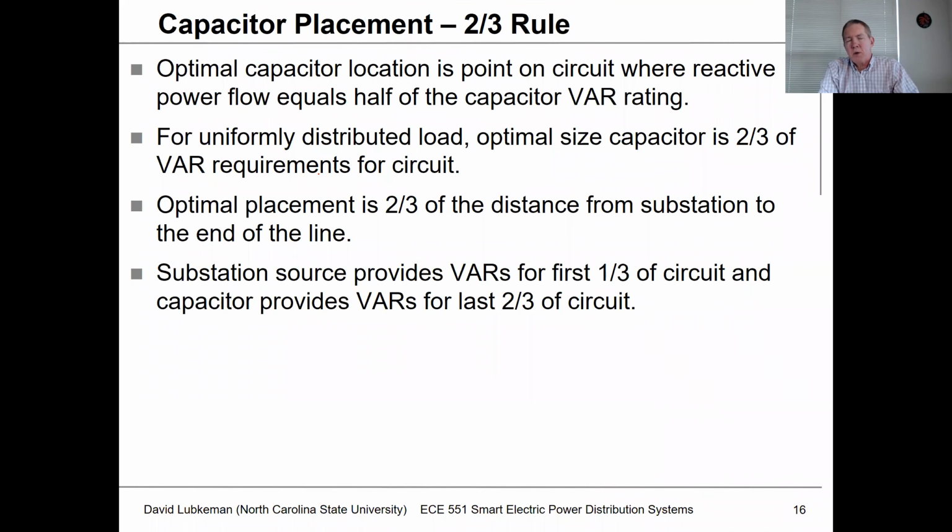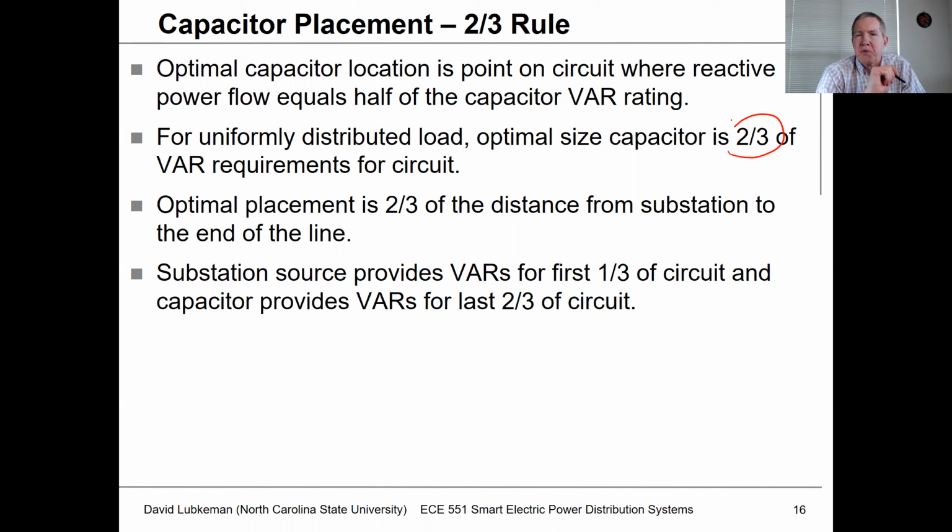All right, so what would be a rule or a guideline for this? Well, people have been looking at this for a long time. This goes back probably 80 years, and there's a rule that they came up with. It's called the 2/3 rule. The idea is that if we want an optimal capacitor size and an optimal location, and we just have one capacitor, we're going to size the capacitor to supply 2/3 of the VAR requirements for the circuit.